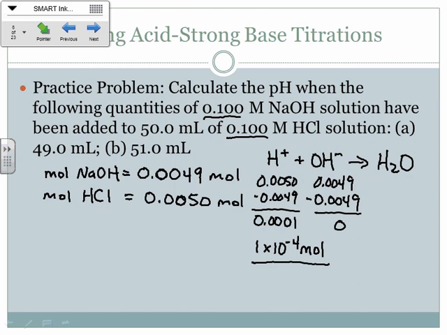Of 99 milliliters, right? Because we added the two of them together: the 50 milliliters of the HCl and the 49 milliliters of the NaOH. So you've got 99, which you have to change to liters, so 0.099 liters. Okay? So when you do that, that'll give you your concentration of H plus that we have left.